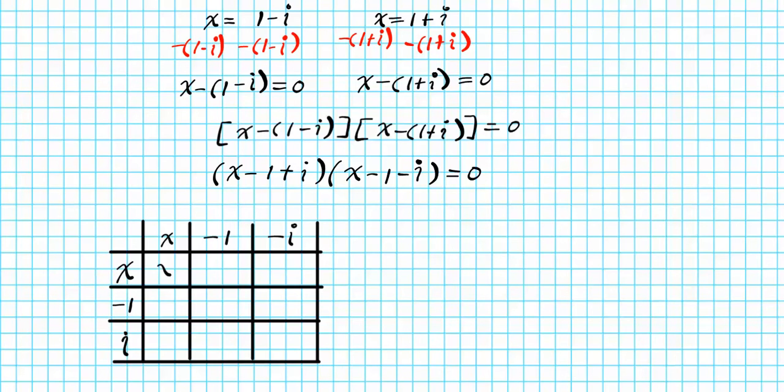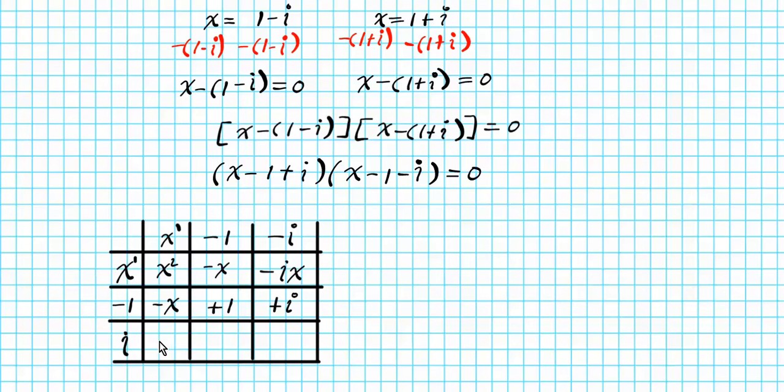x times x is what? x squared. Remember, you have 1 and 1 as a power, and when you multiply exponents with the same base, you add the powers. Okay? And then x and -1, if you times it, you get negative x. Negative i times x is negative ix. Okay, second row. x times -1 is negative x. -1 times -1 is +1. Negative i times -1, remember minus times minus is plus, so positive i.